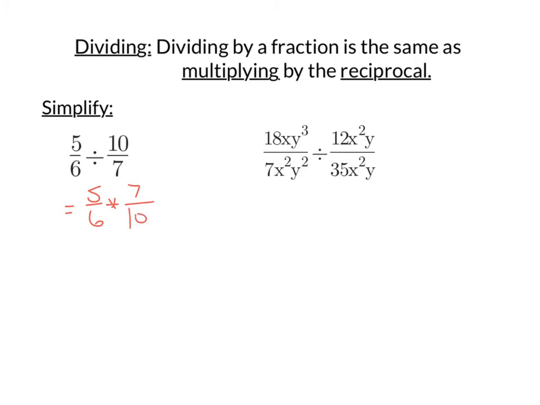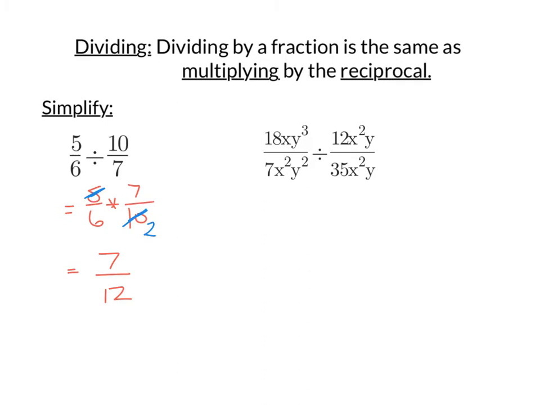And now do the same thing that we were just doing, looking for some common factors. 5 goes into 10 2 times. I can't cancel the 2 with the 6 because they're both on the same side of a fraction. So what I'm left with in the numerator is a 7, and in the denominator is that 6 times 2, or 12.